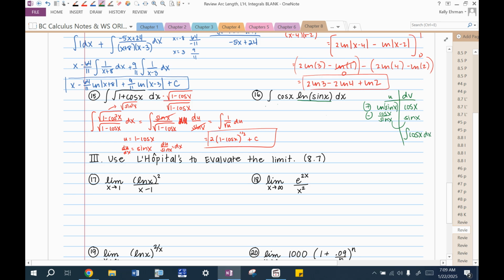Okay, so that's not bad. So this is sine x times natural log of sine x. That's the first part. And then this minus the integral of cosine x dx, and we can integrate that. So sine x ln of sine x minus sine x plus c.